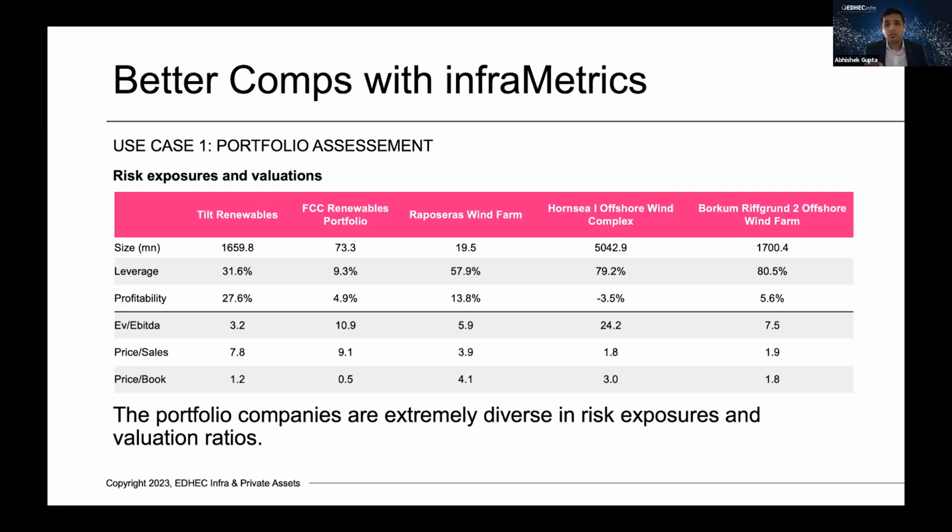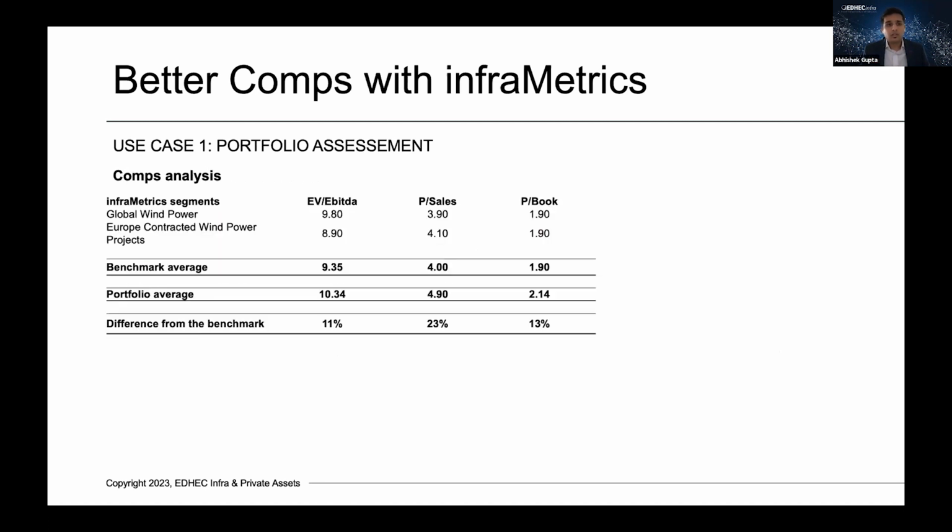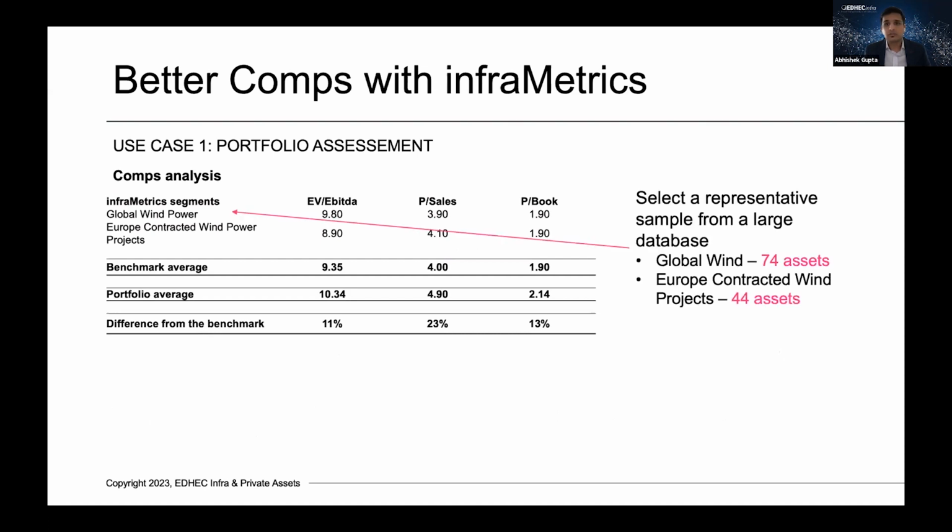Now, if you want to find a benchmark for this portfolio or value this portfolio, you can think about finding a broad segment of the market that allows you to do this analysis. So the first thing is to select a representative sample from a large database. Here we have taken two segments from infraMetrics. That's global wind power, that is 74 assets. And second is Europe contracted wind power projects. So it's a bit more granular. You are focusing only on European assets of contracted type. That's the majority of the portfolio.